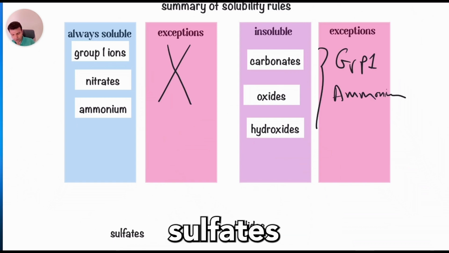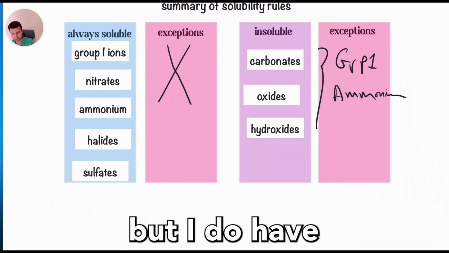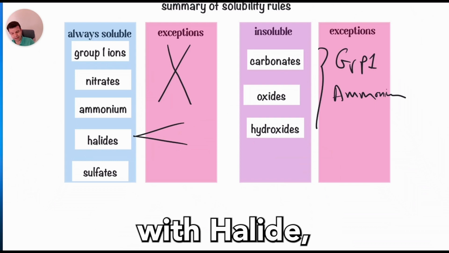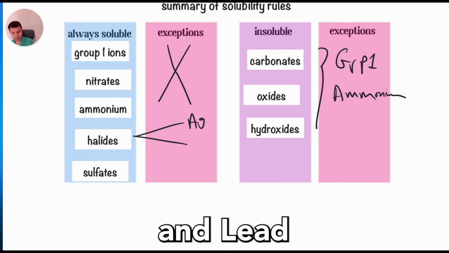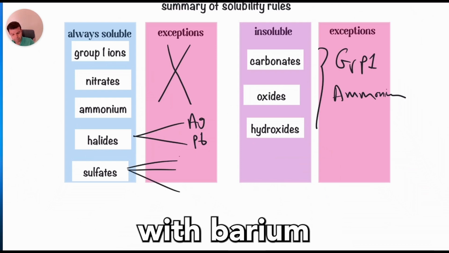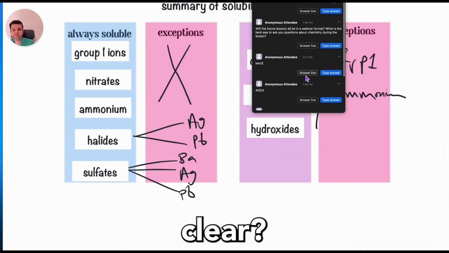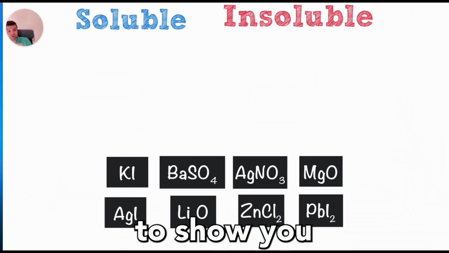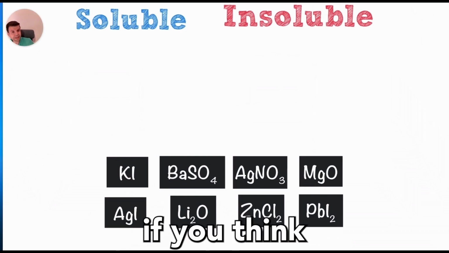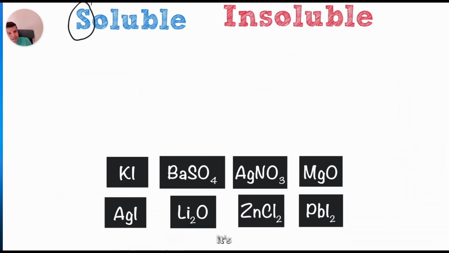Sulfates and halides are soluble, but I do have exceptions. With halides, the exceptions are silver and lead. With sulfates, the exceptions are barium, mainly, silver and lead. Is this clear? So let's try this. I'm going to show you the compound. If you think it's soluble, write in the chat box the letter S. If you think it's insoluble, write the letter I.